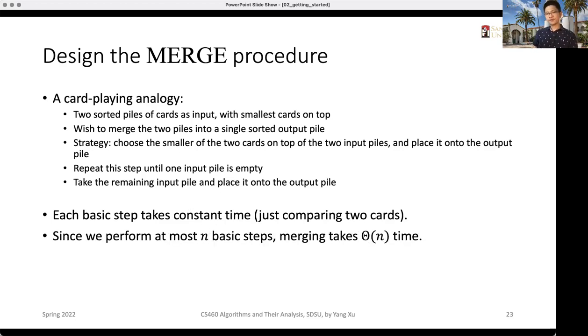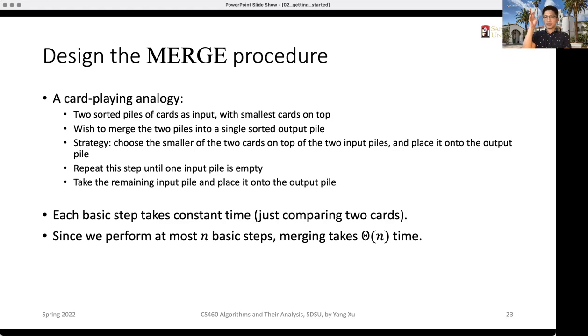So first of all, I put the conclusions here, because we can perform at most n basic steps, and in one basic step it's just a comparison. So the merge will take a linear amount of running time. It's not a super expensive algorithm, right?